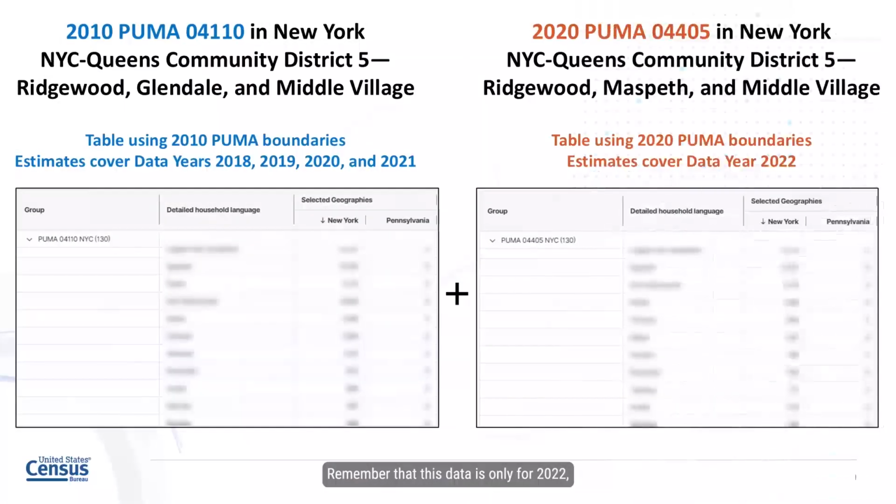Remember that this data is only for 2022, while the estimates from the other table we created were from 2018 through 2021. Now that both tables are built, you can add the totals together for each detailed language category by PUMA to get the full estimate for the 2022 ACS 5-year PUMS.